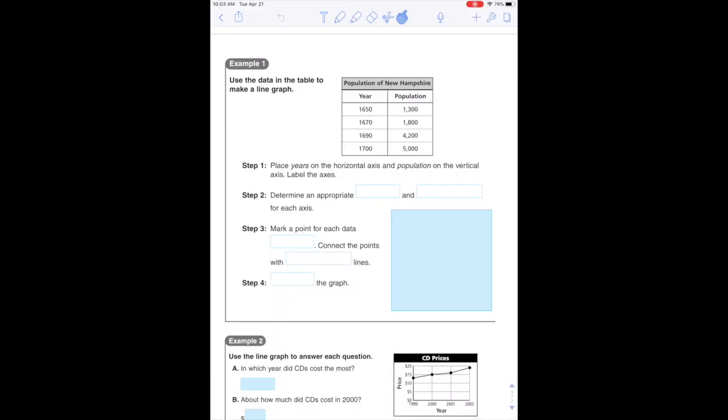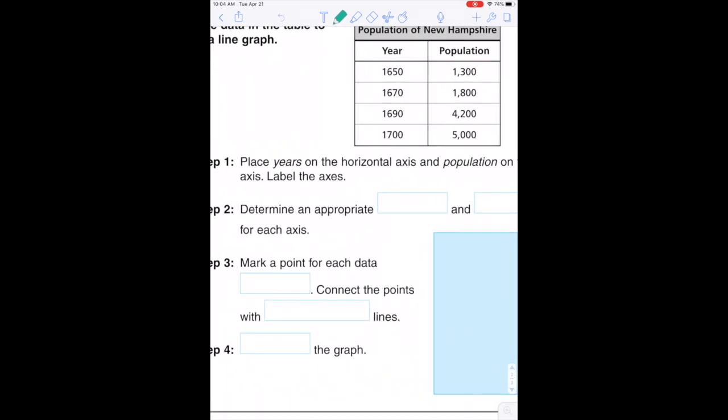All right, so there's some missing words in here that we're going to fill in. So example 1 here, we're going to use the data in the table to make a line graph. Place the years on the horizontal axis, so this is step 1. Place the years on the horizontal axis.